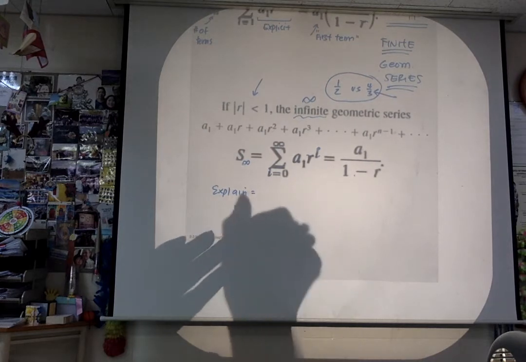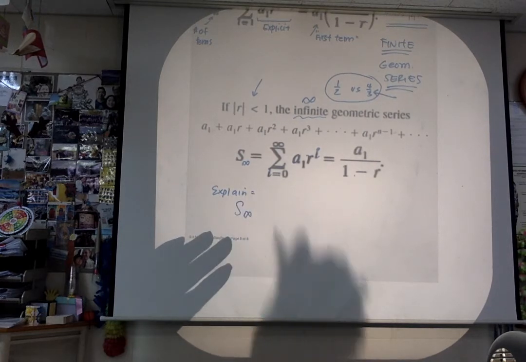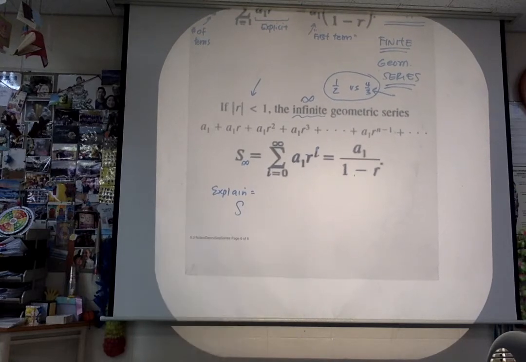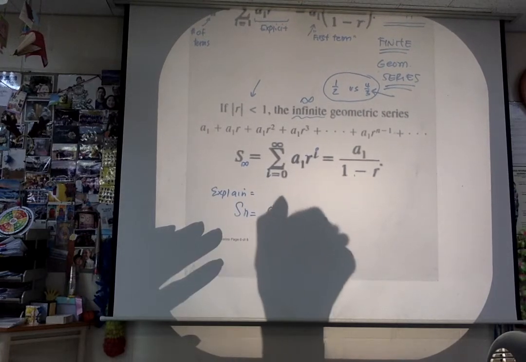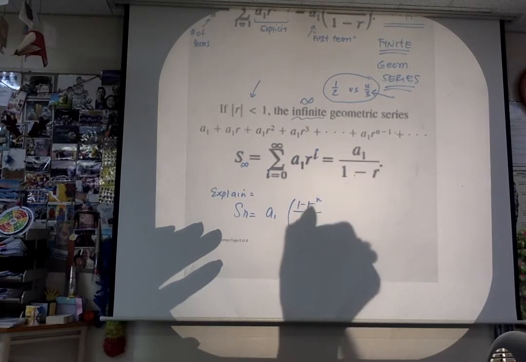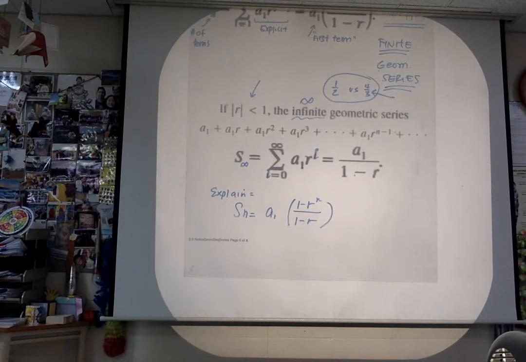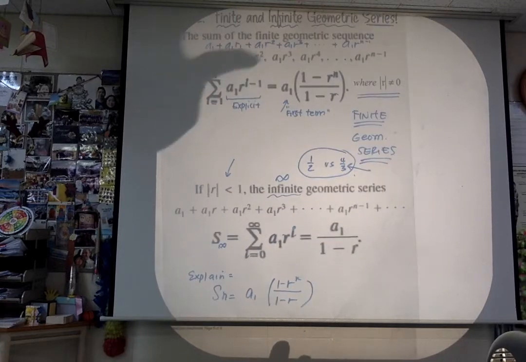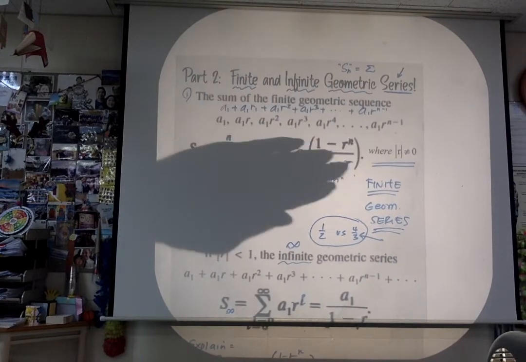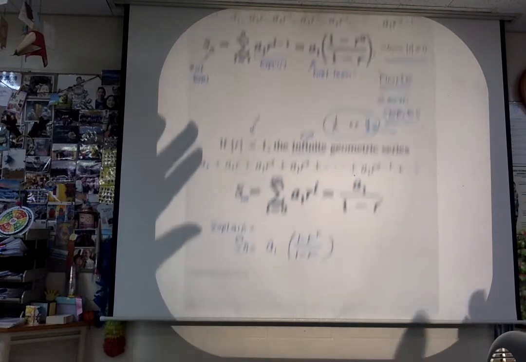Now, S sub infinity is equal to... well, let's actually discuss S sub n first. You know the S sub n, right? Isn't it this? S sub n equals a sub 1 times (1 minus r to the n) over (1 minus r). So see, if you have a finite geometric series, it's going to converge to this one value. This is just one number, okay?